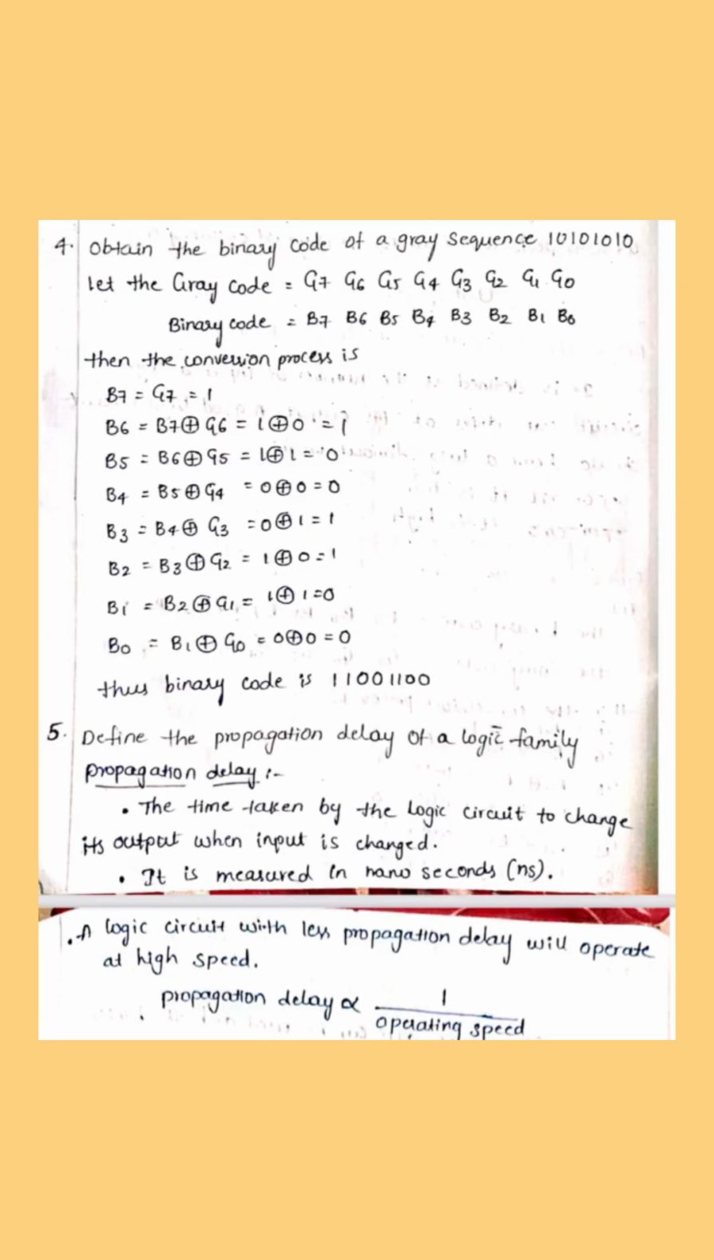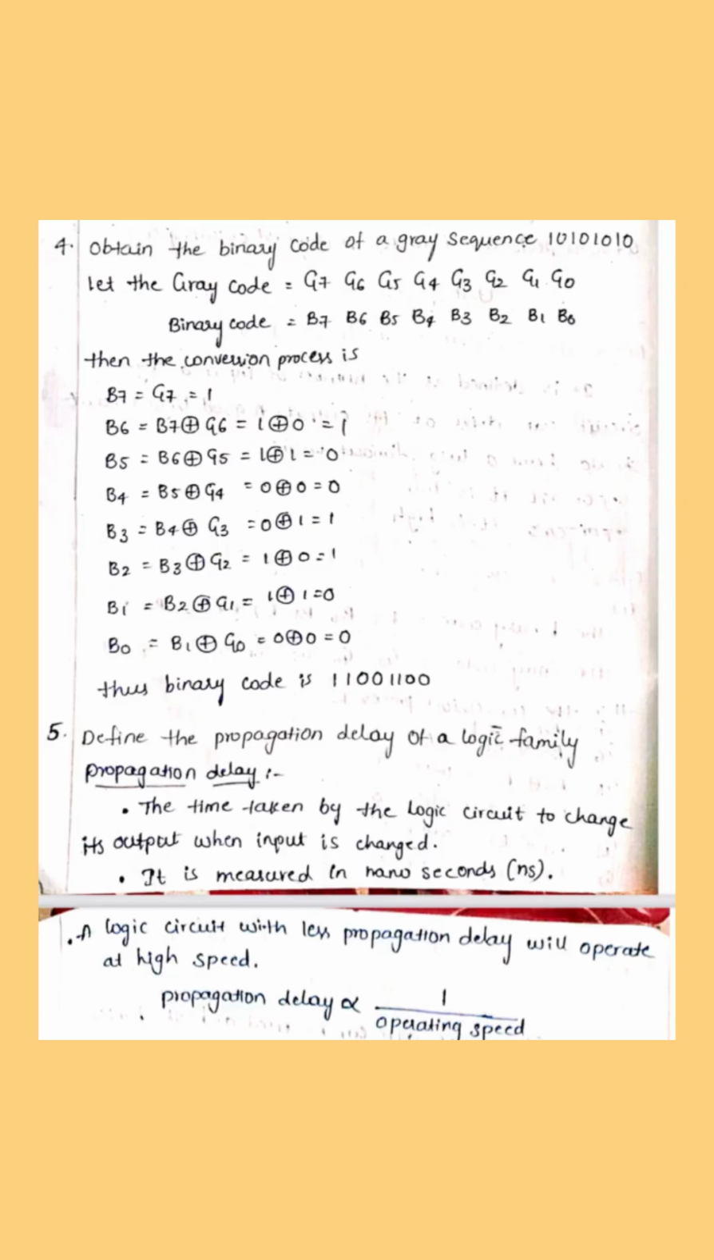Then let us see the next question: define the propagation delay of a logic family. Propagation delay is the time taken by the logic circuit to change its output when the input is changed. It is measured in nanoseconds, and a logic circuit with less propagation delay is always expected, as it will operate at high speed. Therefore, propagation delay is inversely proportional to the operating speed of any circuit.